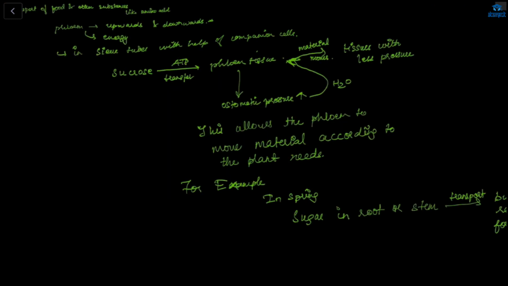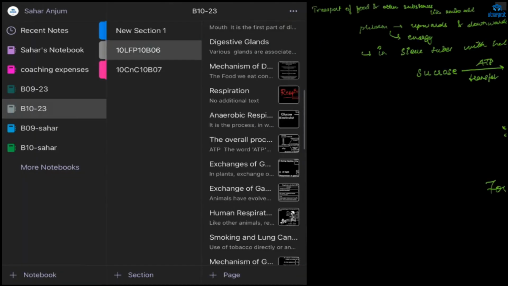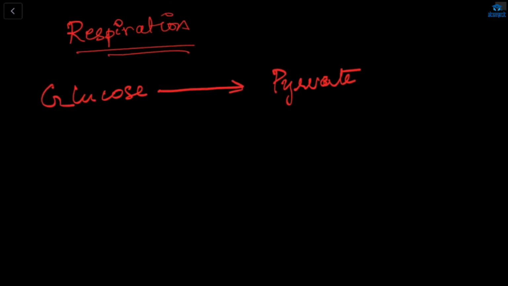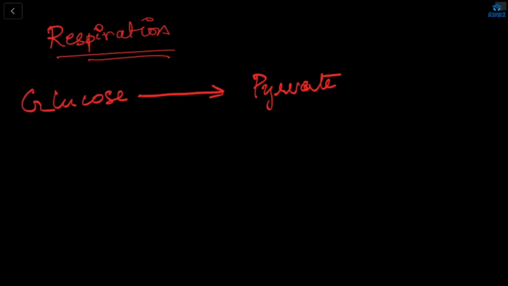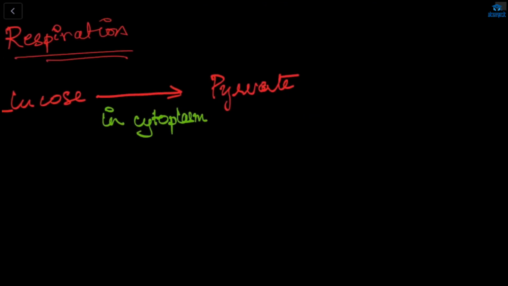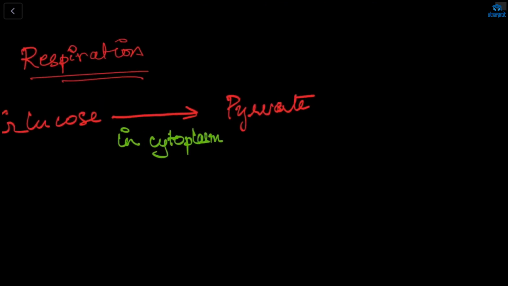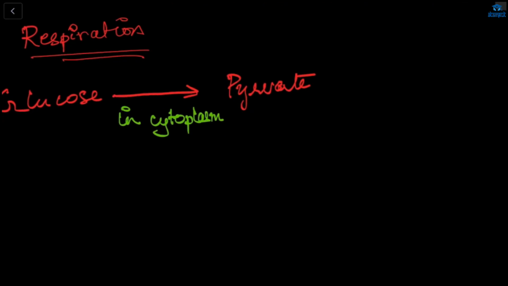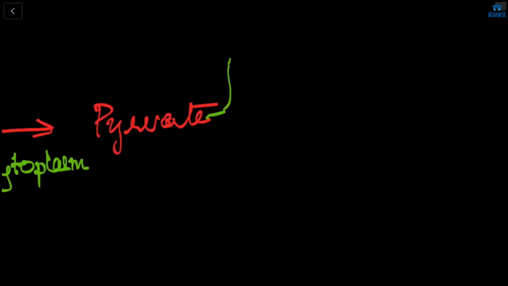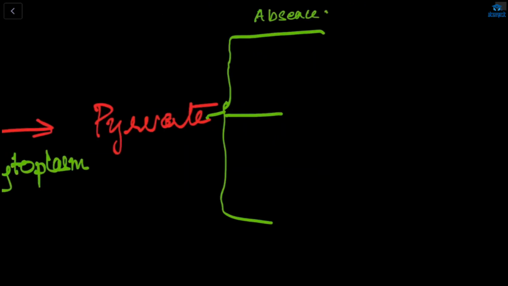Should I continue? I'll continue with the respiration. Here in respiration, glucose will be broken down into pyruvate. This will happen in the cytoplasm. Okay. After that, this pyruvate will also be broken down. This is happening because the materials must be according to our need, right? So that's why here we have various pathways. One thing is in absence of oxygen.